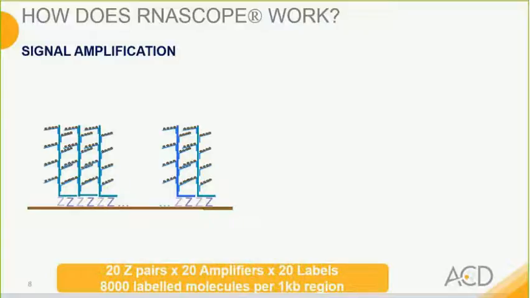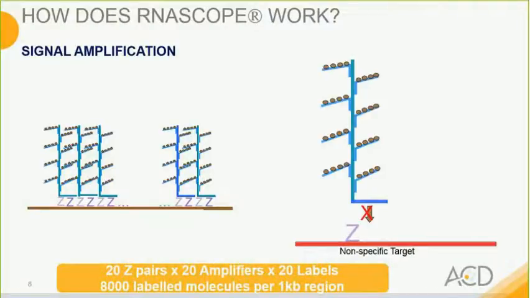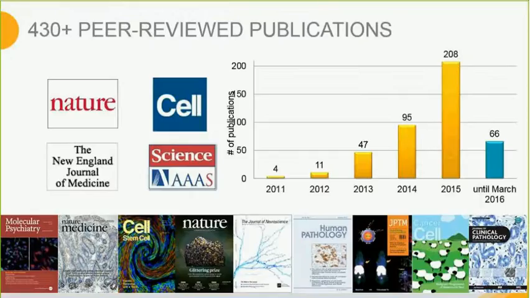Now, what about nonspecific binding? If a single Z binds to nonspecific RNA, the preamplifiers cannot be stable on just 14 bases of the upper region. So the nonspecific binding that may occur does not get amplified. And this is how the double Z design prevents background noise and contributes to specificity.